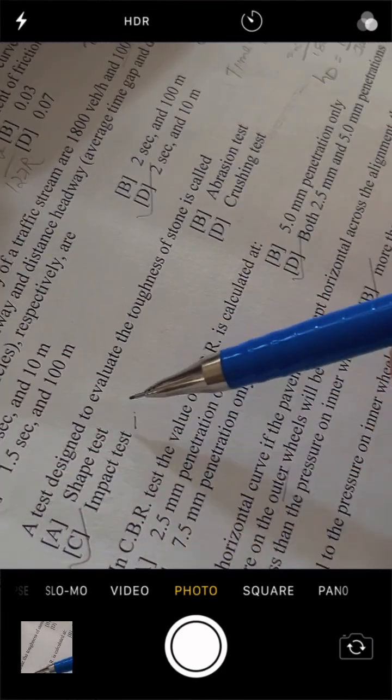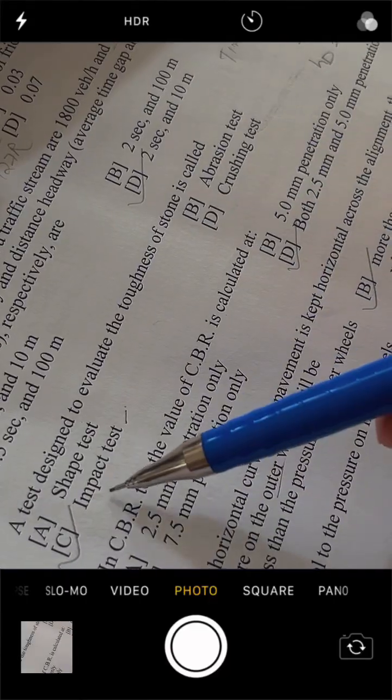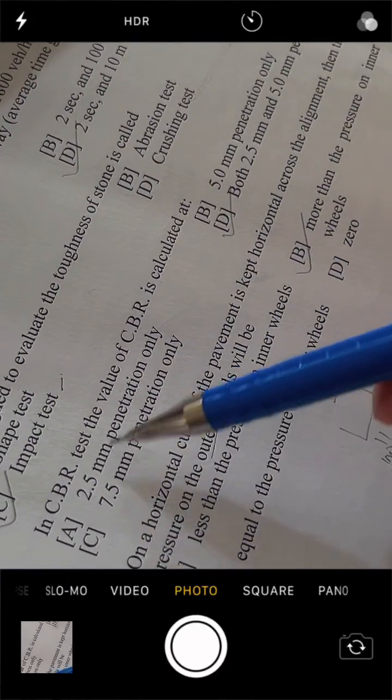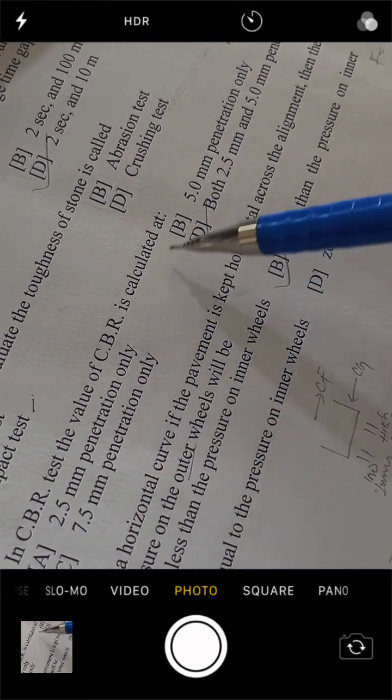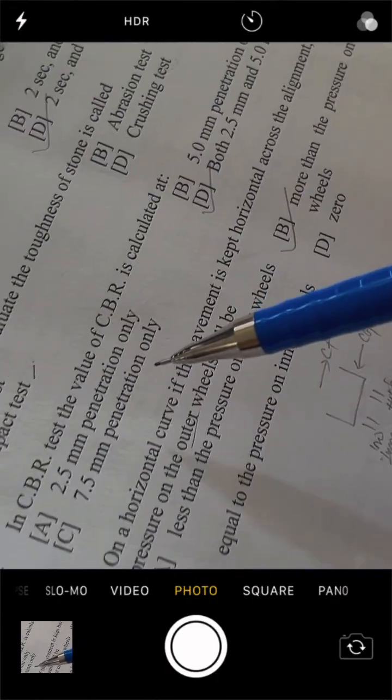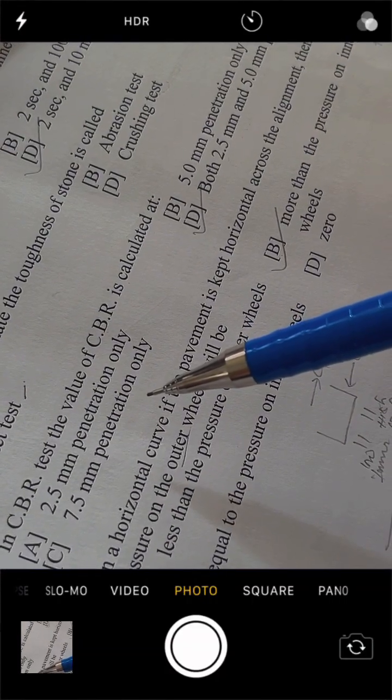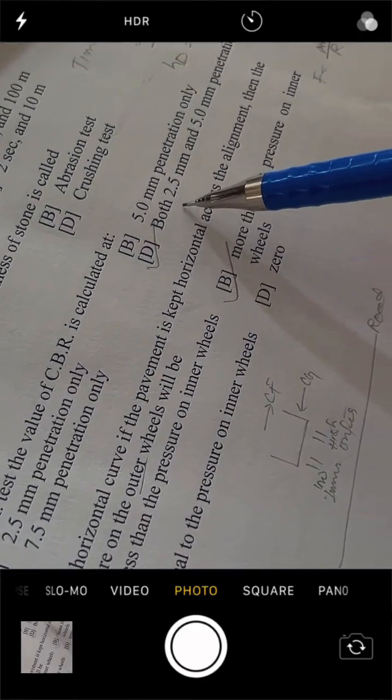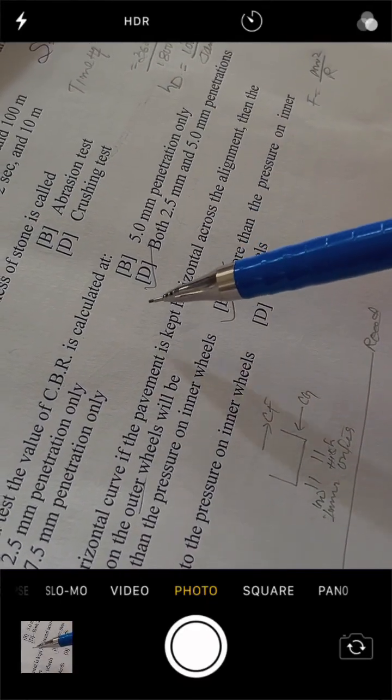The test designed to evaluate the toughness of stone is the impact test. The CBR test, the value of the CBR is calculated at 2.5 mm and 5.0 mm penetration. I think these things don't need an explanation. These are the terms that you need to remember. I can explain it, but it will be very lengthy.